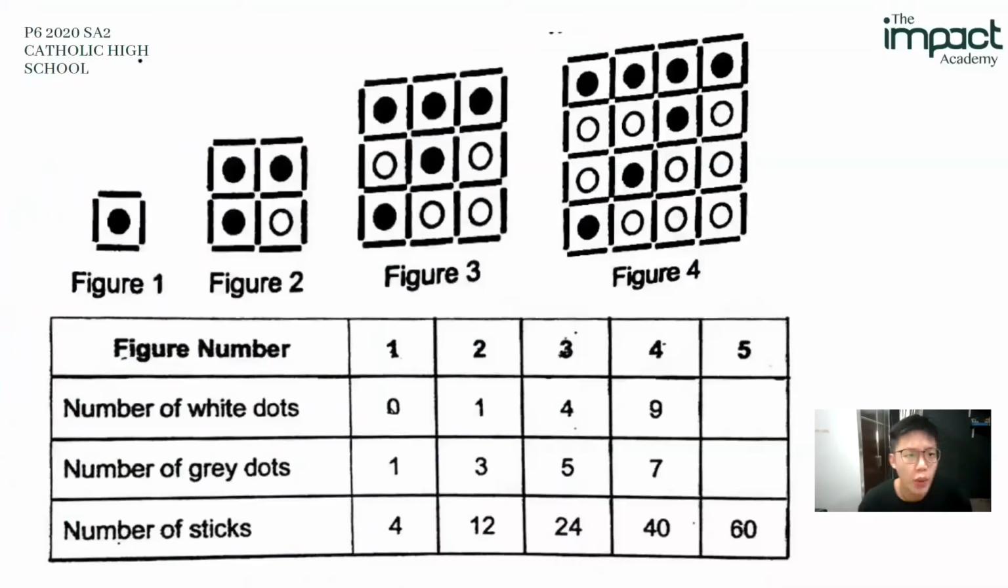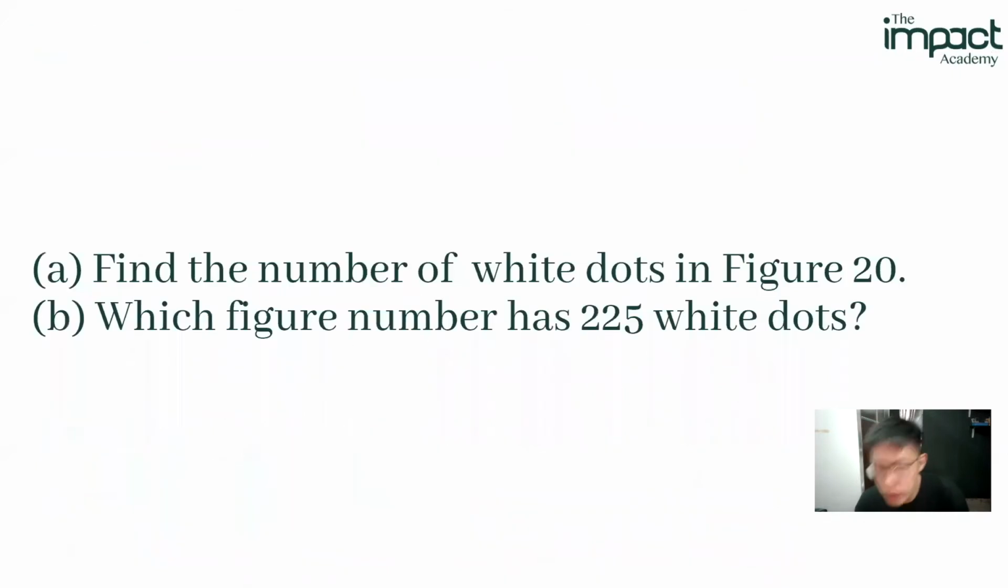And today, we are going to revisit the P6 2020 SA2 Catholic High School paper. This is a question that I have extracted from that paper. So we are going to focus on one thing. And before I go into that, I just want to show you the questions. And the questions, as you can see over here, are A and B. You will not be able to find these questions in the paper, but I have created this question so that you are able to draw the connection.